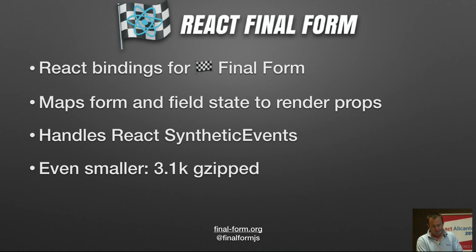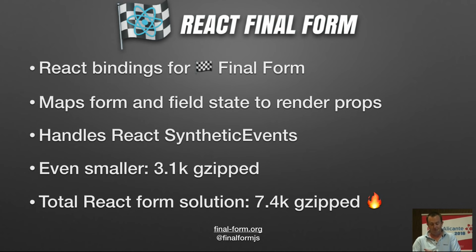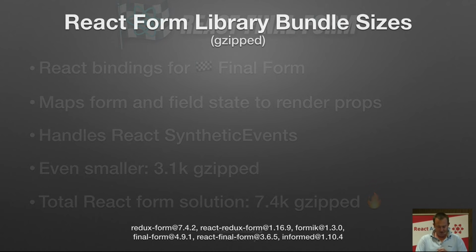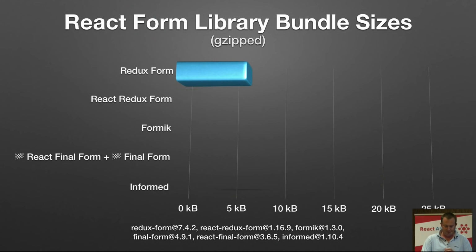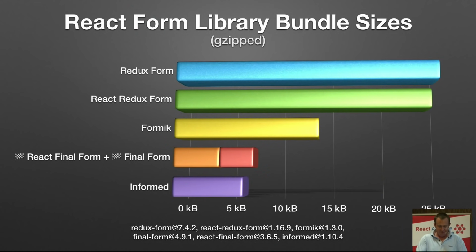So Final Form and React Final Form together provide a total React form solution for only 7.4K gzipped. So let's see how that compares to the other popular libraries. There's Redux Form up there, enormous. Formik is quite a bit smaller, and React Final Form and Final Form together are even smaller.